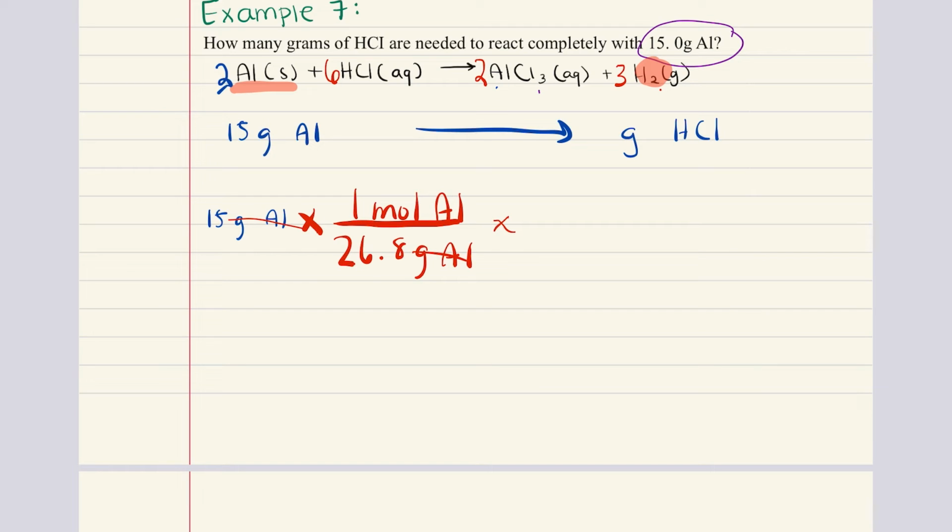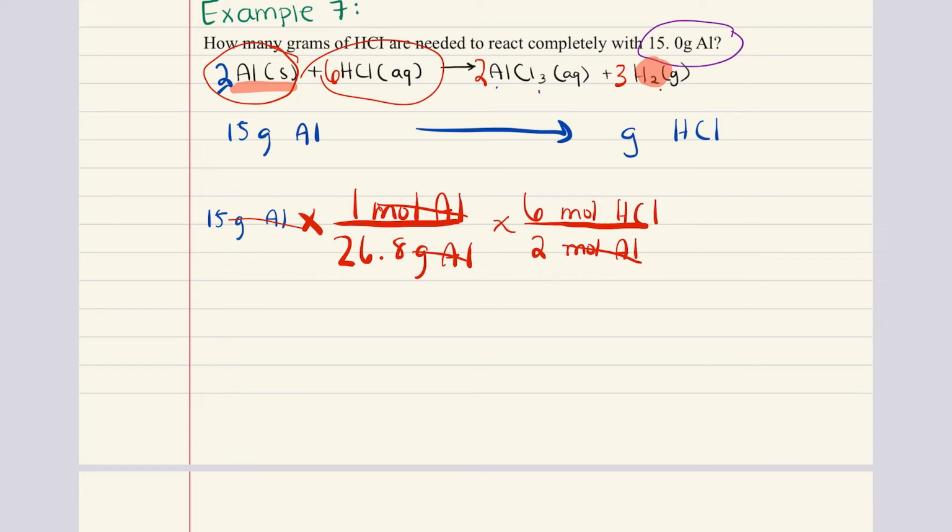Now we can use mole-to-mole ratio to move from aluminum to hydrochloric acid. And here, to do that mole-to-mole ratio, we use our balanced chemical equation. For 2 moles of aluminum, we have 6 moles of hydrochloric acid. So we write that, 2 moles of aluminum, 6 moles of HCl. And notice how moles of aluminum cancel, and now we're in units of moles of HCl.